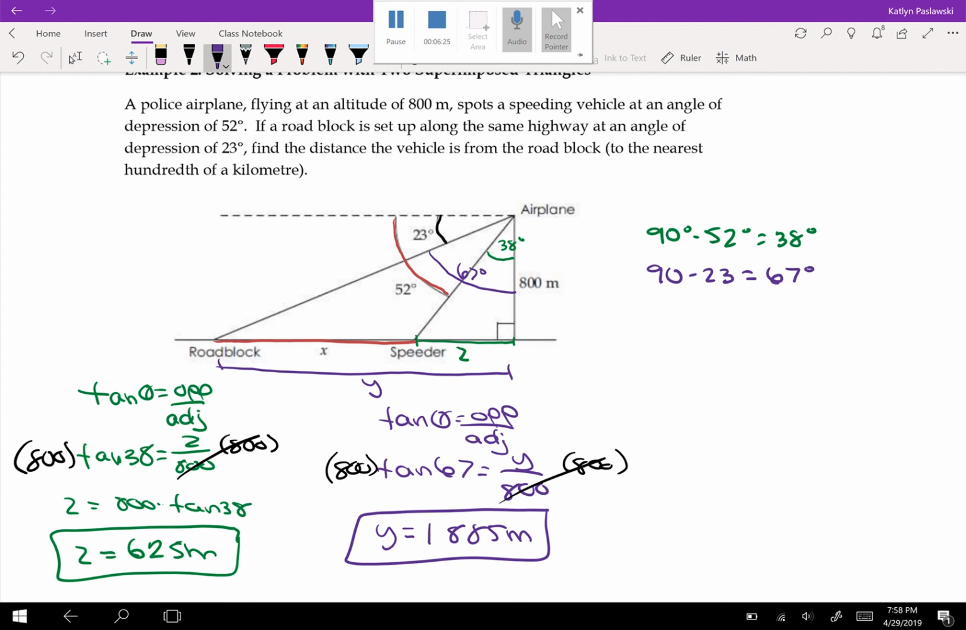Now, using those two pieces of information, I want to solve for the value of x, which is the difference between my y and my z value. So I'm going to take 1,885 meters minus 625 meters to give me a distance of 1,260 meters as the final answer.